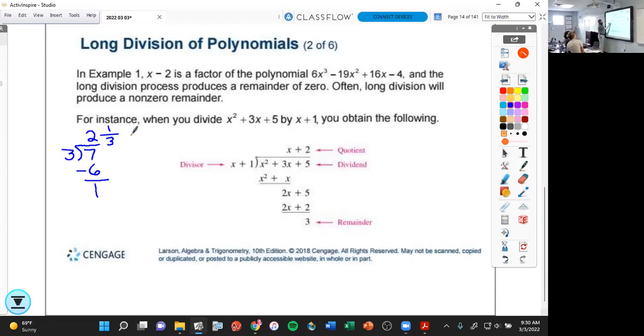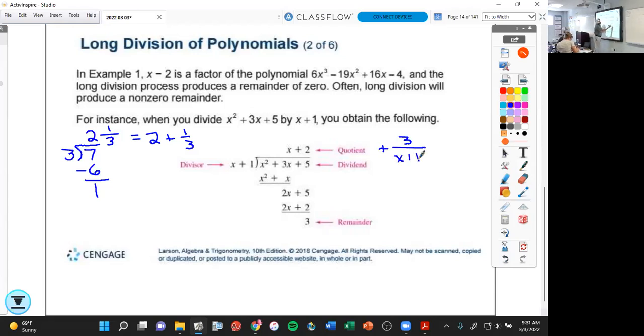Would you agree that 2 and 1/3 is the same thing as 2 plus 1/3? Are you okay with writing this as plus 1/3? Folks, that's what we're going to do here. We're going to take this x plus 2. We're going to write plus 3 over, because that was my remainder. What am I dividing by? That's that simple. So that's going to be the actual answer to this one.